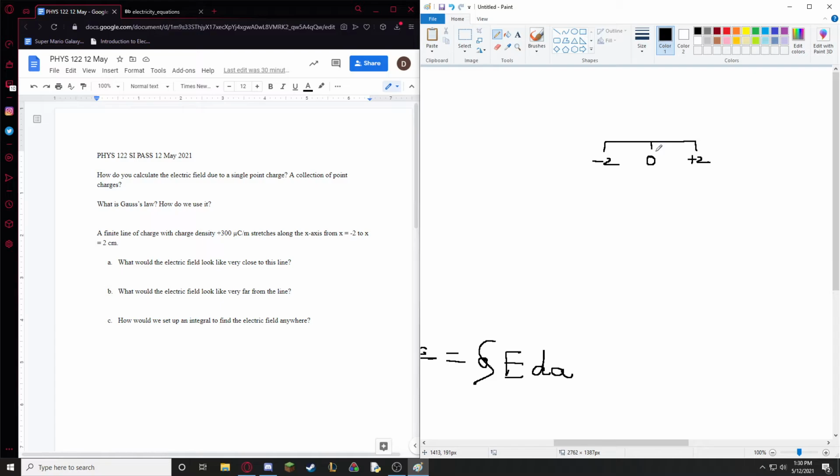First of all, let's take 5 minutes. What would the electric field look like very close to this line? And then also, what would the electric field look like very far from the line? Take 5 minutes, then we'll talk about it.